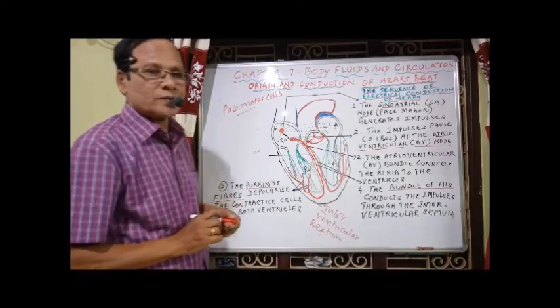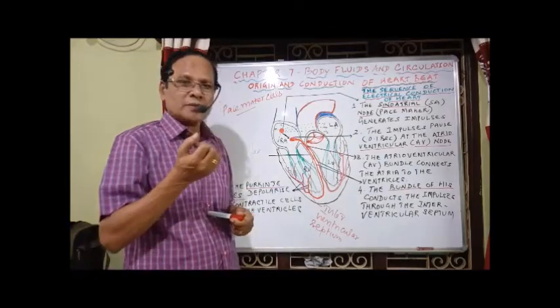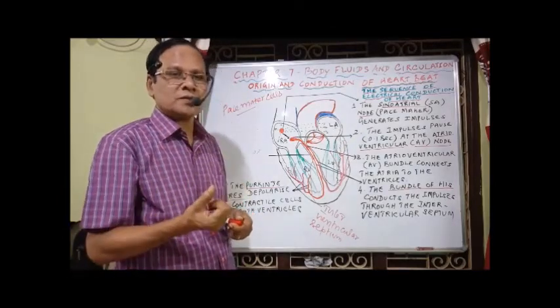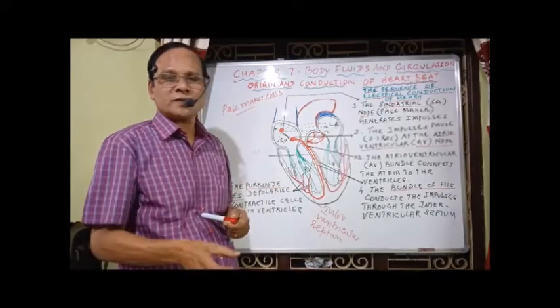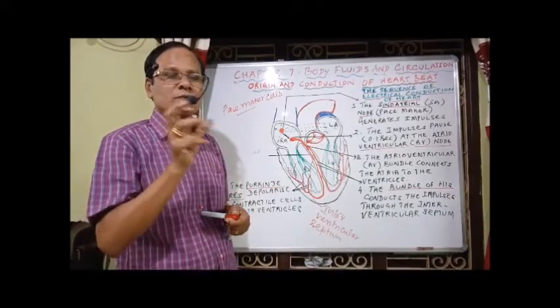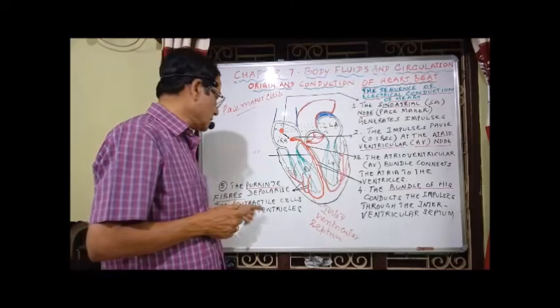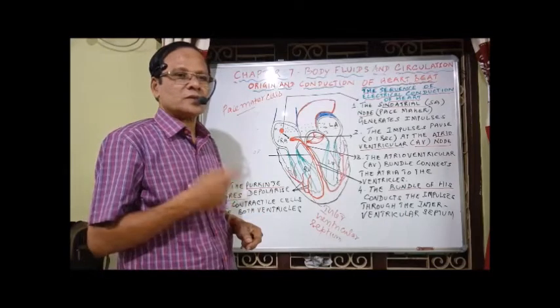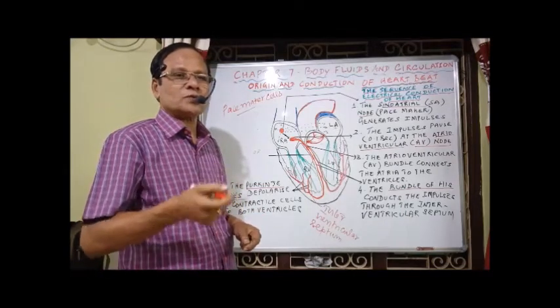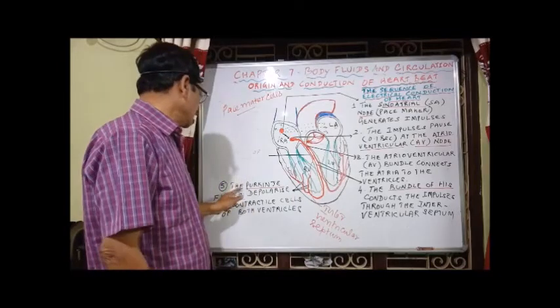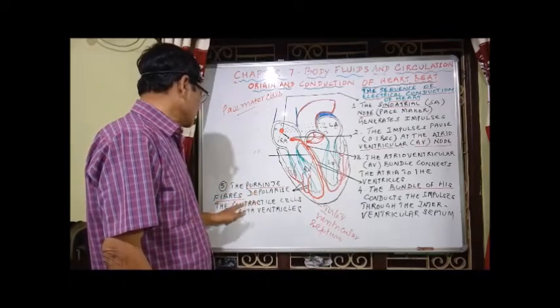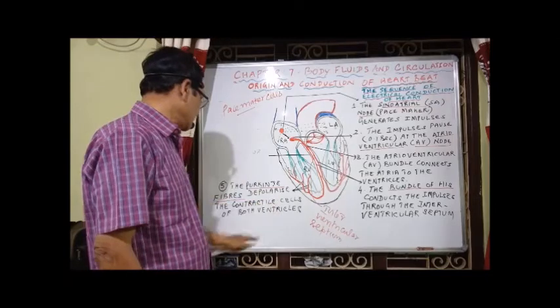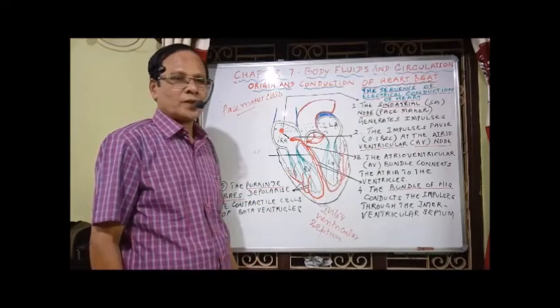So these fibers, after carrying the impulses and reaching the cardiac cells, that is cardiocytes in the ventricles, produce depolarization in the cardiac cells. That results in what is called excitation, to produce contractions. So the Purkinje fibers depolarize the contractile cells of both ventricles.